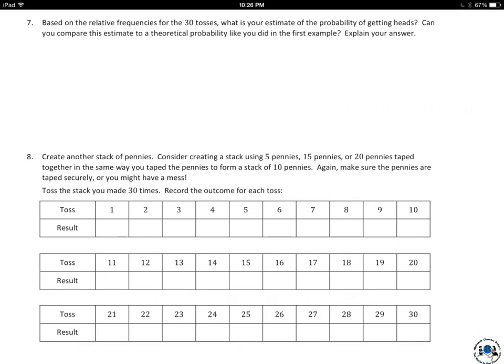Alrighty, so I don't know how yours came out. I hope it was fun. I'd really love to know what kind of relative frequency you guys ended up with. It would be quite interesting, I think.